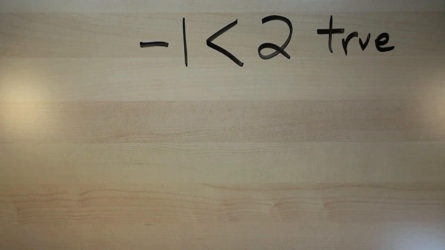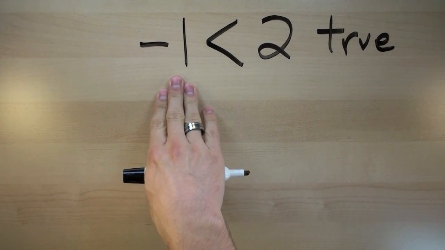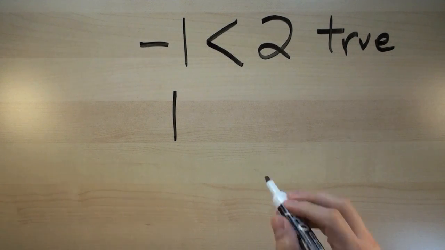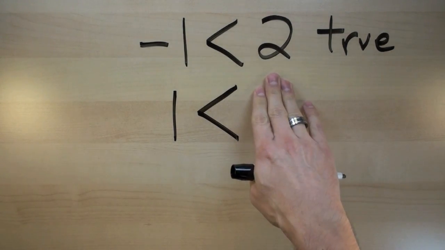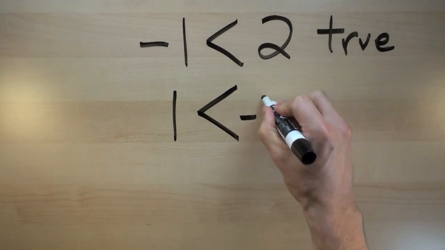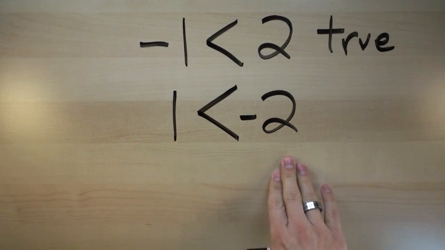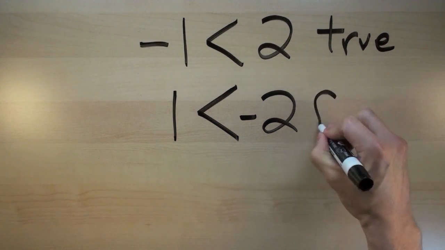Now let's multiply both sides of this inequality by -1, but leave the direction of the inequality the same. So multiplying -1 by -1 gives us +1. We'll leave the direction of the inequality the same. Now multiply 2 by -1 to get -2, and we see that we now have an inequality that is false. 1 is not less than -2, so this is false.